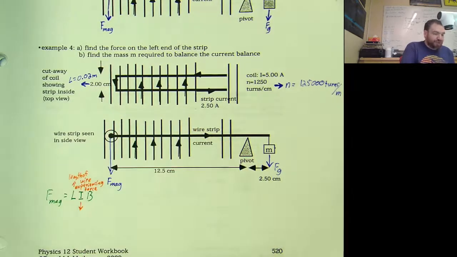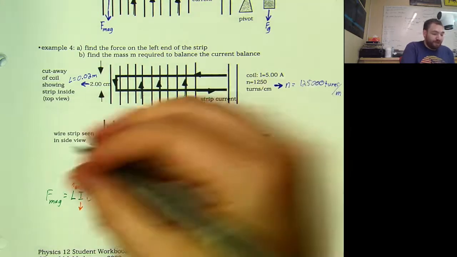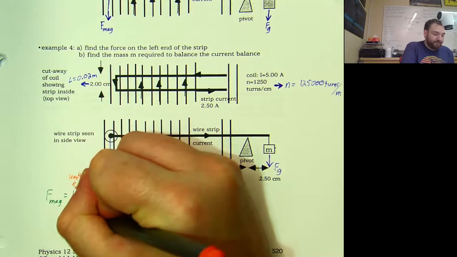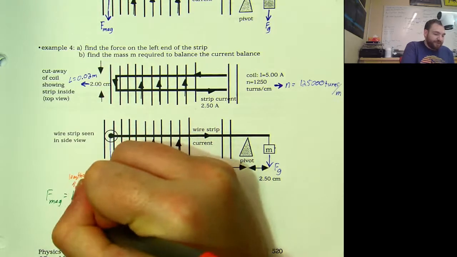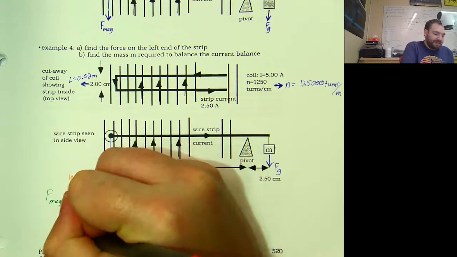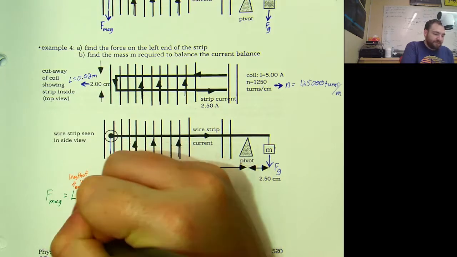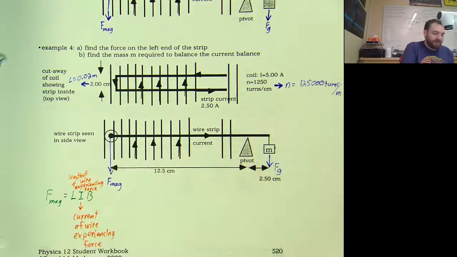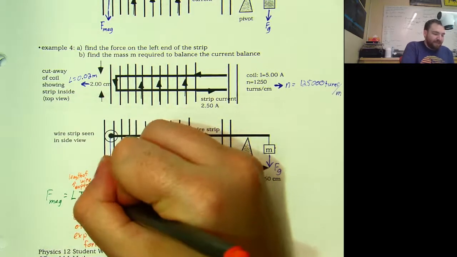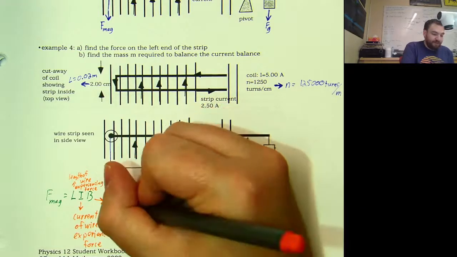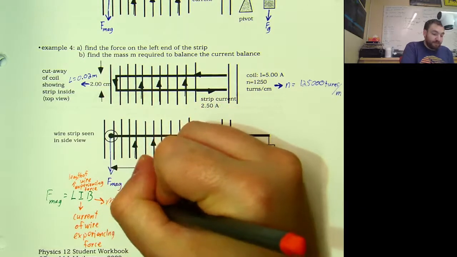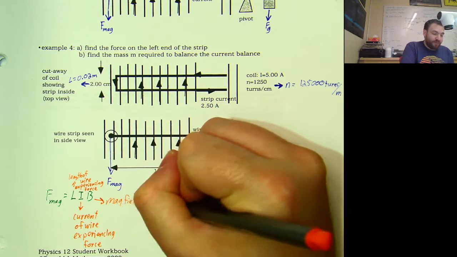I, which current is that? Which one though? We have two. We've got one in the coil, we've got one in the strip. The current of the strip. So it's the current of the wire experiencing force. Just doing some review for the people who weren't here yesterday. And B is the mag field from the coil.